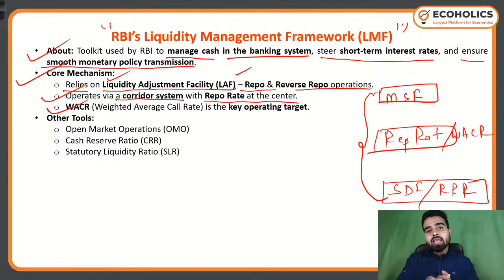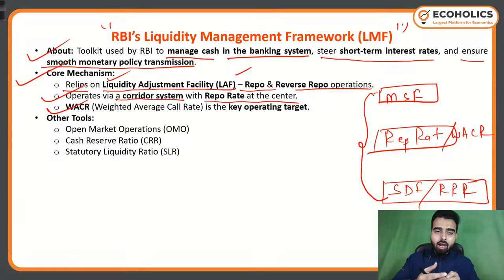And when we take the average, we see all the volumes of the call rate transactions, and then we take the weighted average. We call it the weighted average call rate. So RBI, via its monetary policy framework, tries to regulate the weighted average call rate only, because that rate gets transmitted in the money market, eventually in the primary and secondary markets of the capital market as well.